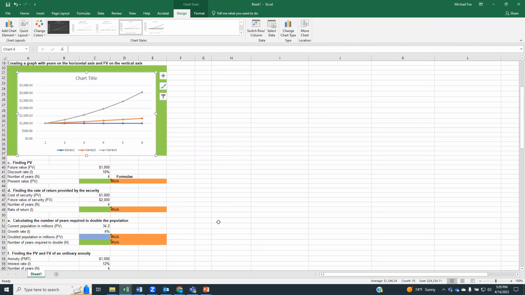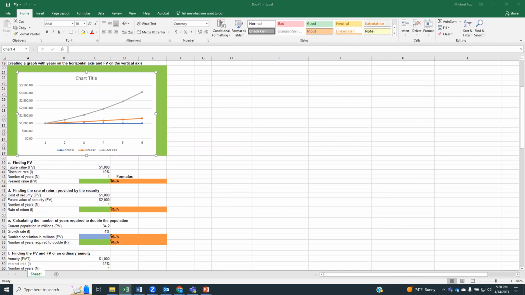Letter C? I guess letter C. C is not a number. So now we're going to find the present value. So in this case, we know we want to have $1,000 at some point in the future, when 4 years from now, and that we can earn 10% a year during that amount of time.